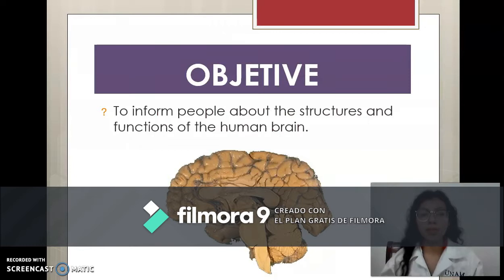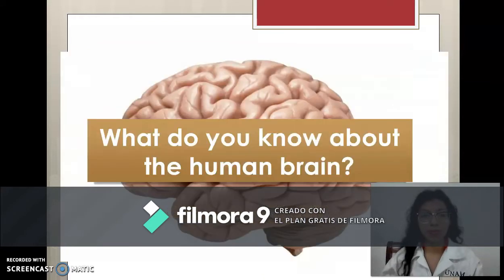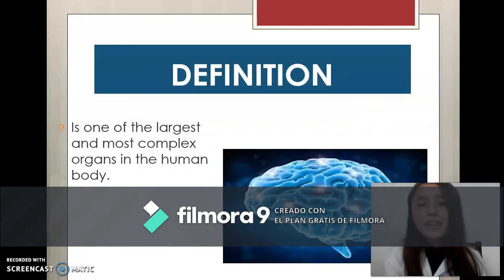Now, the objective of the presentation is to inform people and students about the structure and function of the human body. The question is, what do you know about the human brain? Now, the brain is one of the largest and most complex organs in the human body. It is made up of more than 100 billion nerves that communicate in trillions of connections called synapses.